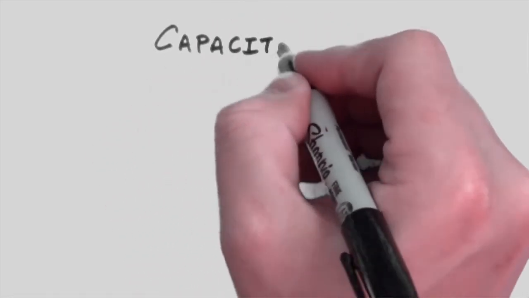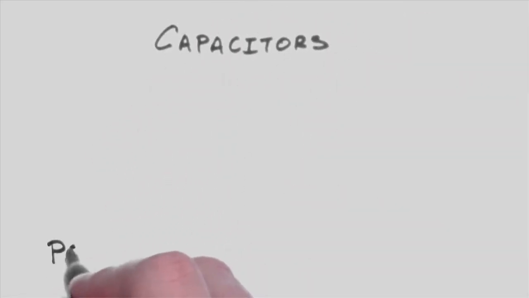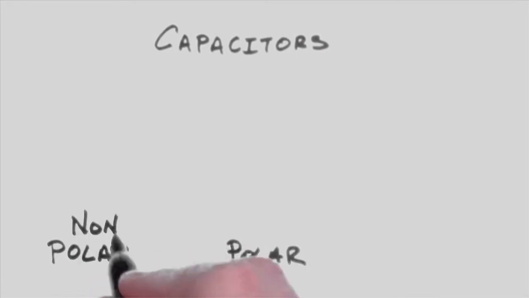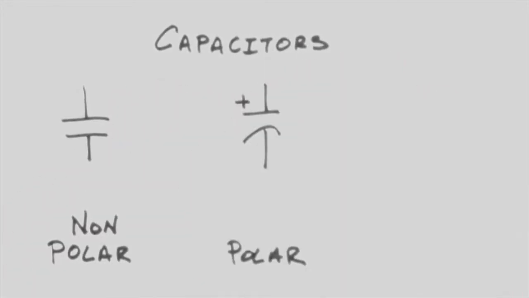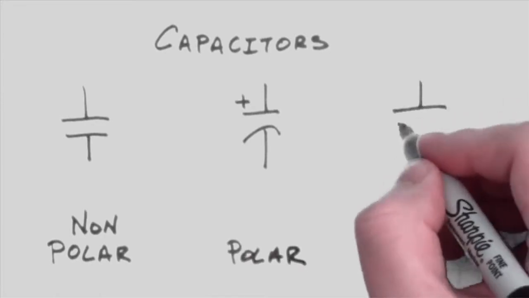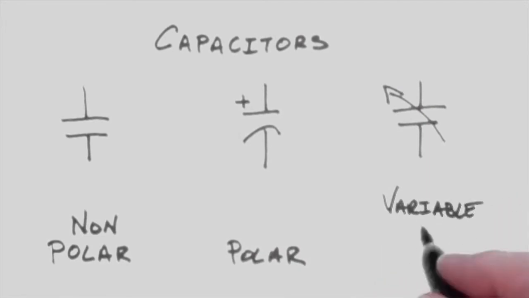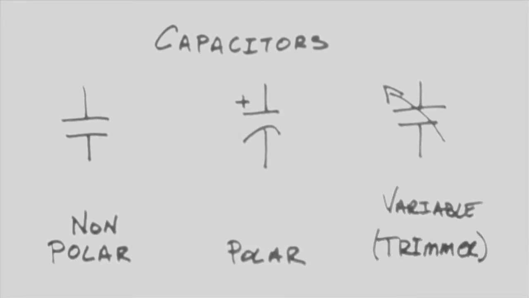There are two main types of capacitors, polarized and non-polarized. The positive side of a polarized capacitor will be drawn with a plus sign, while the negative side will have a curved line. Variable capacitors, also known as trimmers, will be a capacitor symbol with an arrow drawn through it.